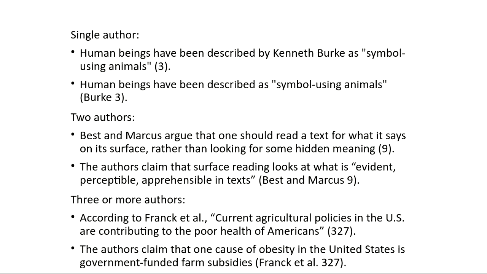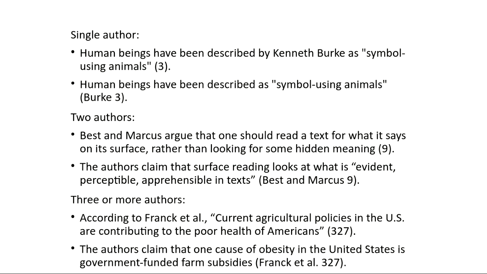Okay. If you're citing with two authors, then just list both last names. Do it in the same order that's on your works cited page. So it would be Best and Marcus. Usually if you've got two authors, don't give the first names. It's conventional in general to just refer to authors only by last name. So with Kenneth Burke, you don't need to say Mr. Burke. It could just be described by Burke as simple using animals. Best and Marcus argue. And again, if you're not going to mention the author's name in the sentence, they need to be in parentheses.